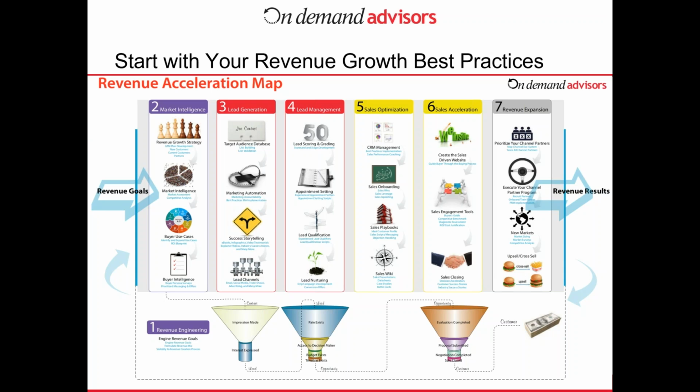Areas 3 and 4 is really about marketing execution. 5 and 6 is about sales execution. And 7 is about revenue growth vectors, such as working with partners, entering new markets in a capital efficient way, or working with the upsell cross-sell strategy that you have with your current customers.